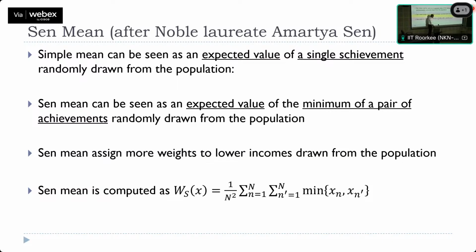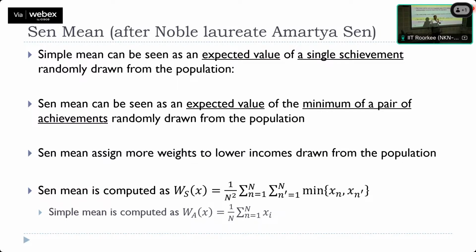So how does it look? I'll put the mean formula below as well. This is what average is, right? You have 1 over n, the population, and then you sum all the incomes. That's your average. Sen mean has 1 over n squared. Why? You are taking every pair of incomes. So if you have 5 people, you are doing 5 times 5, 25, because you are taking the pair every time. So the denominator becomes 1 over n squared, but then you take the sum over all these minimum values.